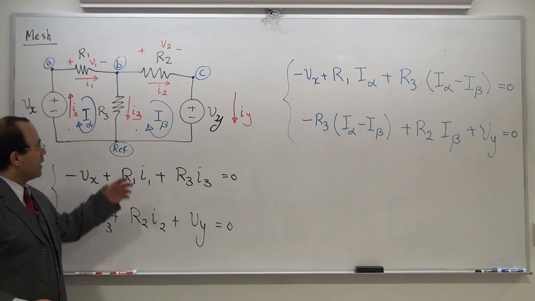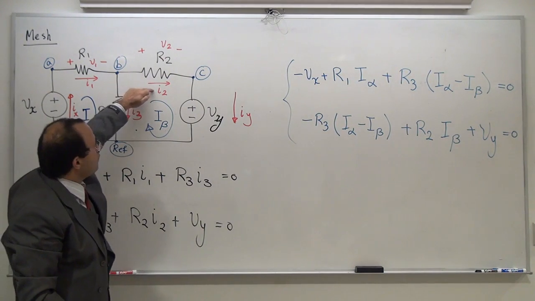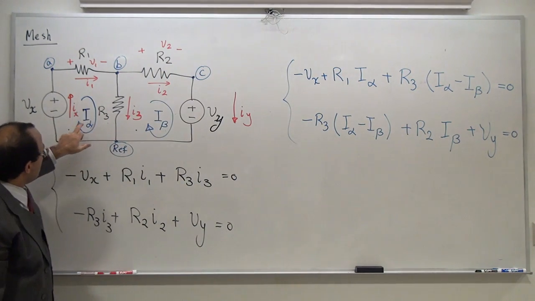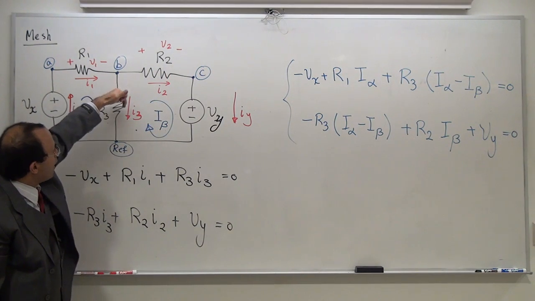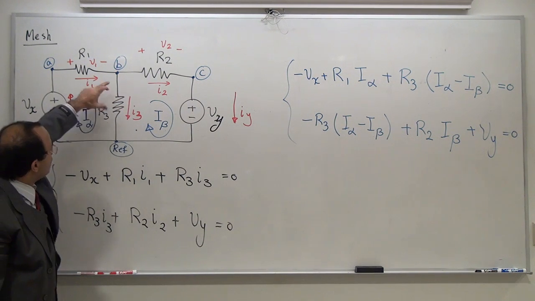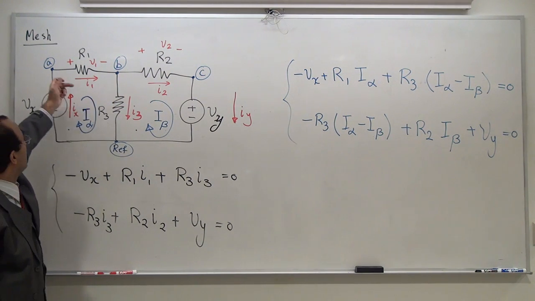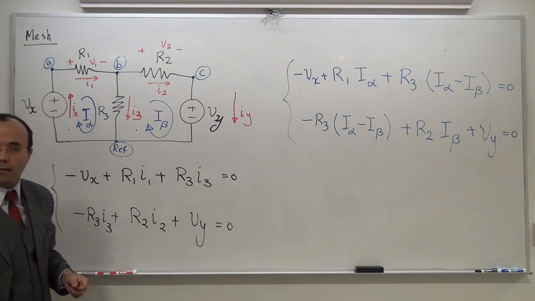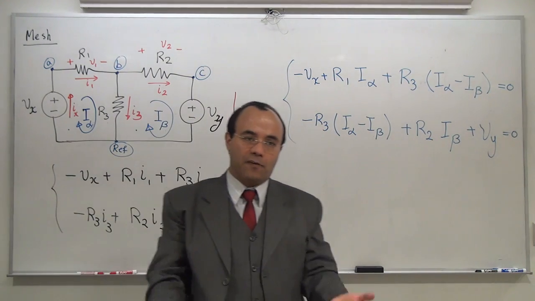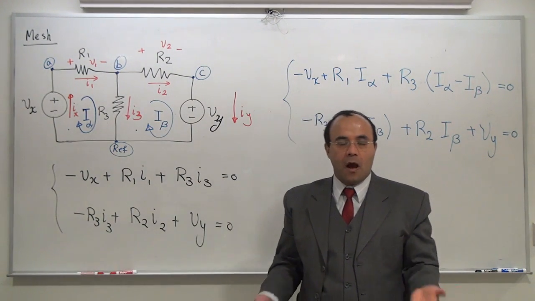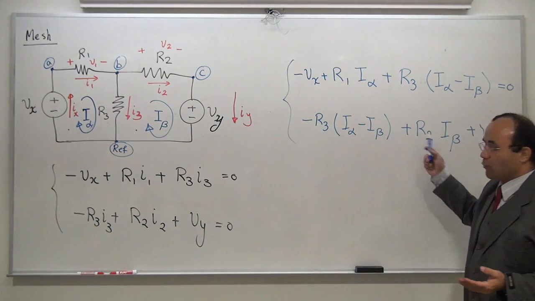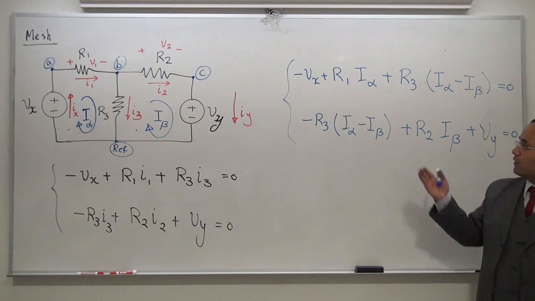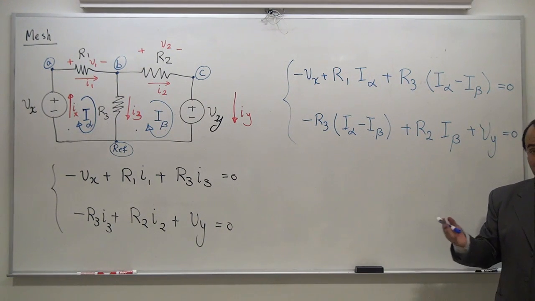Here is the scenario. If I know I beta, I would know I2. If I know I2, I would know V2. If I know I alpha and I beta, I would know what I3 is. If I know I3, I would know what V3 is. If I know I alpha, I would know I1 and I would therefore know V1. All I need is to find the loop currents. All I need is to write these two equations, find the loop currents, and then come back and make the connections between the loop currents and the component currents and the component voltages.